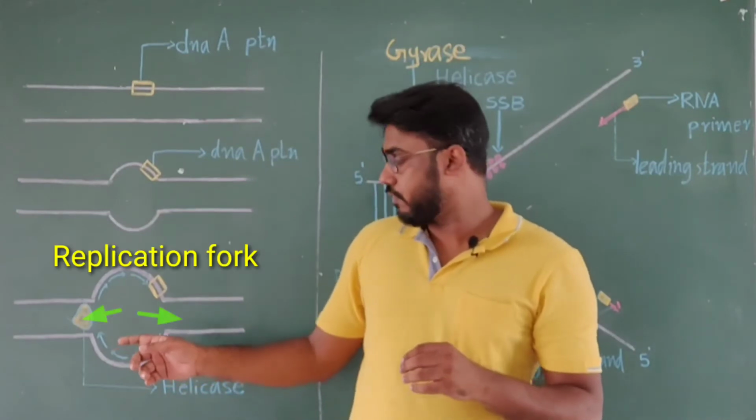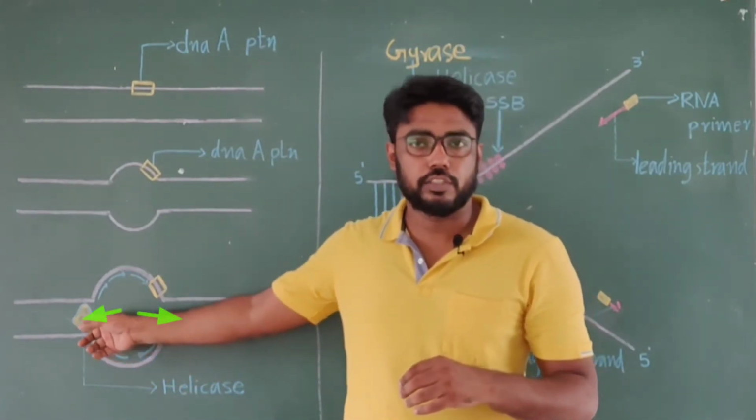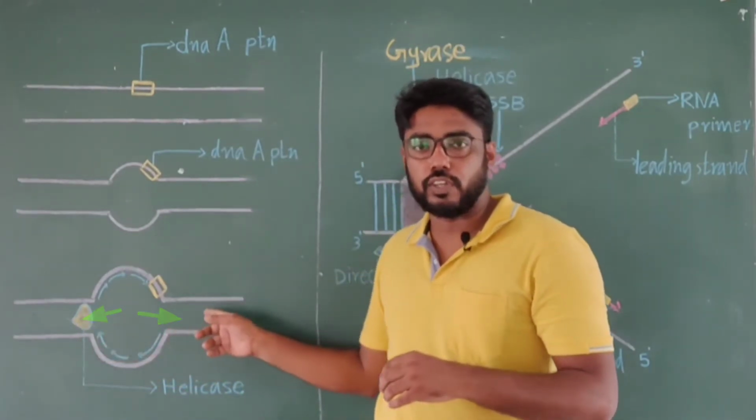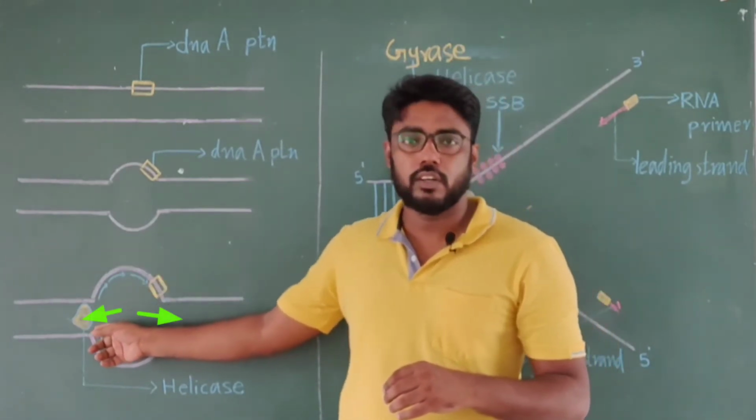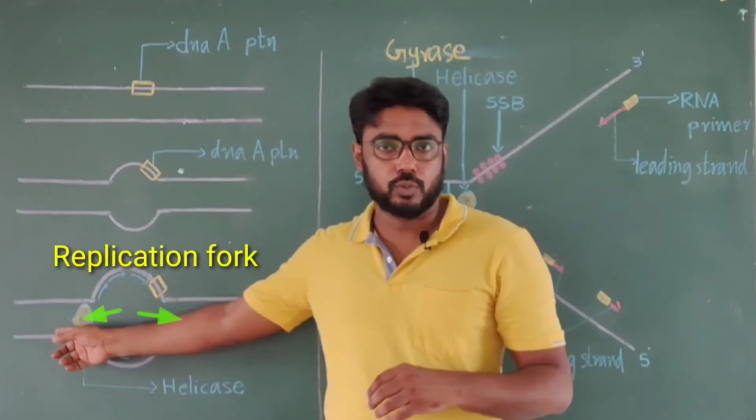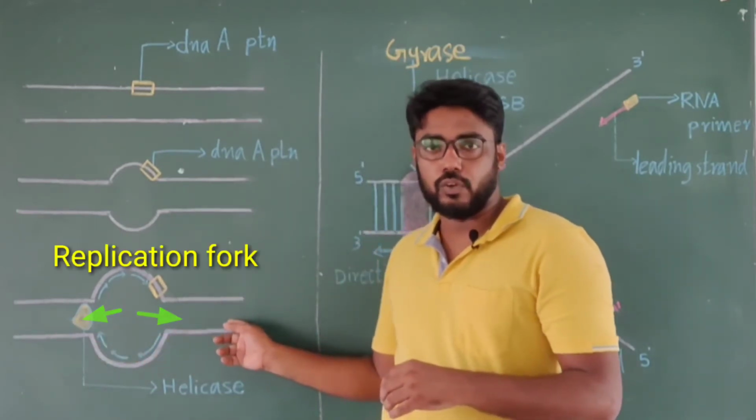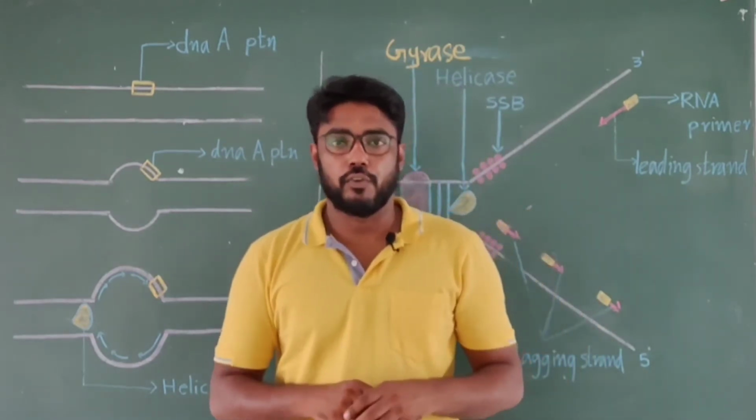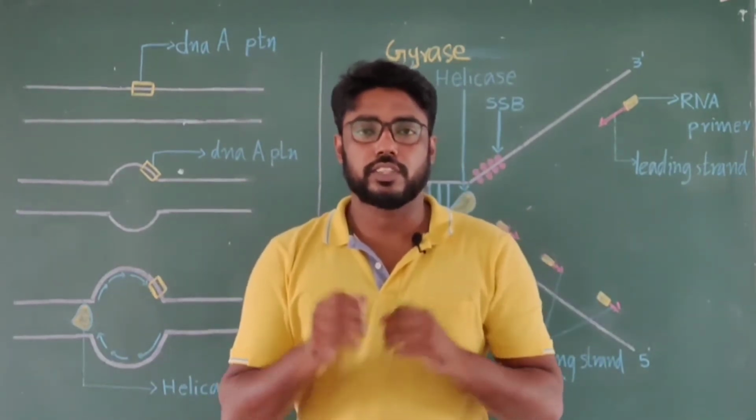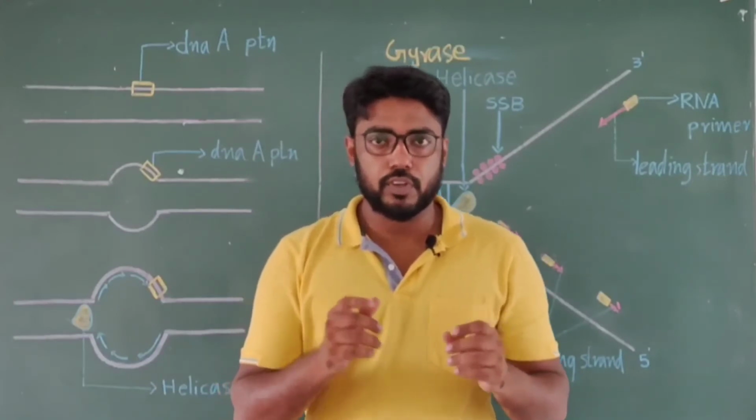DNA replication is bidirectional in the chromosome. That's why here you can see one replication fork, and here also one replication fork, because this is bidirectional. One replication fork will go in this direction and the other will go in this direction. The replication fork is a specialized structure that forms during the process of replication.